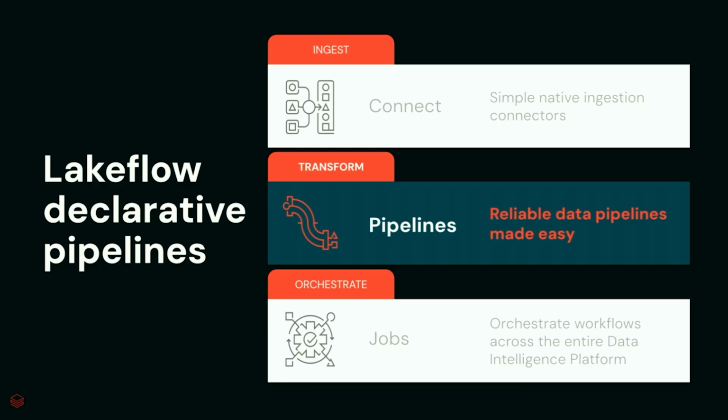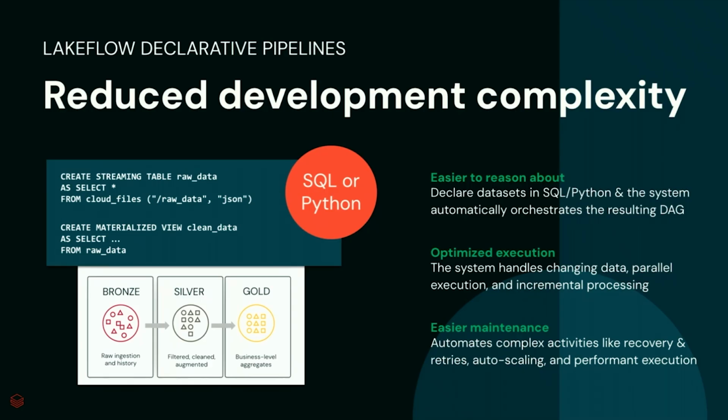Now, what is specific to declarative pipelines is, like the name says, the declarative approach to data engineering. We introduced that some time back, and the goal was to reduce development complexity. So when you create a declarative pipeline, you're simply declaring, or telling the system, which data sets you want to have in your pipeline. So here we have two examples. We have a streaming table and a materialized view. You see it's a simple definition for each of these.